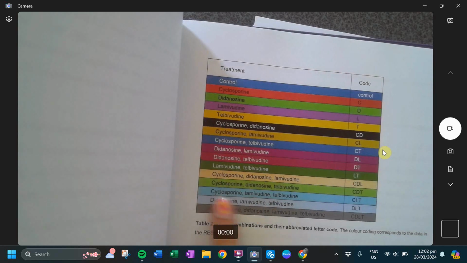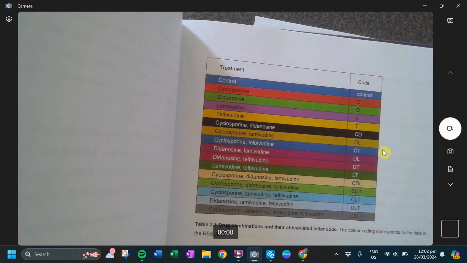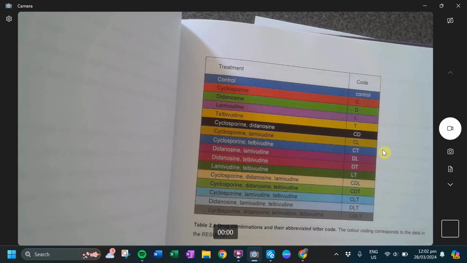I then tried these drugs in different combinations because my theory was that maybe there's a certain combination that causes problems. So on their own, they are safe. They tested them on their own and they're safe, but maybe in practice when they're used together, they cause problems.